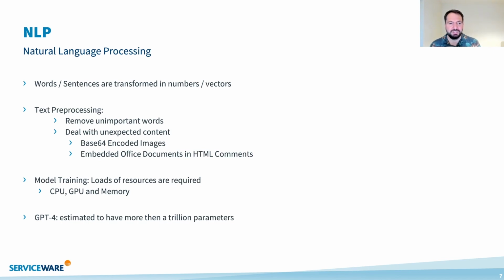And then there's the model training, which requires a lot of resources, especially CPU, preferably GPU, and a lot of memory. To put this a little bit into perspective, the GPT-4 model, which was recently released, contains more than 1 trillion parameters. These parameters are the weights we just saw in the slide before.